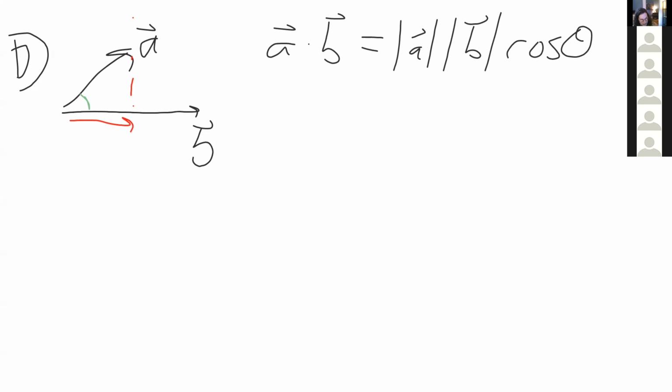And as I mentioned, if I wanted to find the component of A along the direction of B, I just need to find this red component, which would also be the magnitude of A times cosine of theta.